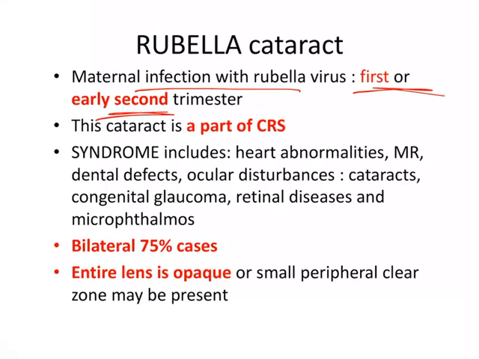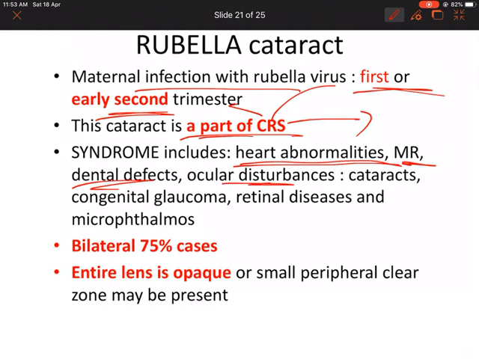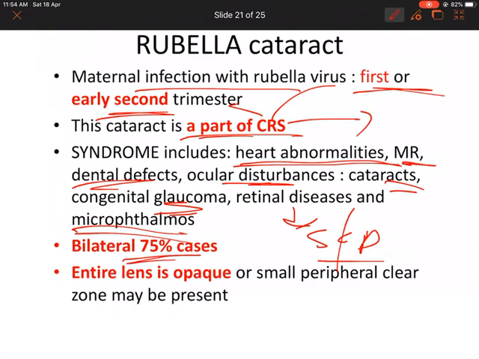So rubella cataract: as part of CRS, you have cataract, heart disease, and sensorineural hearing loss. Heart disease can be in the form of PDA or mitral regurgitation. Patients can also have dental defects and ocular disturbances like cataract, congenital glaucoma, and retinal disease, salt and pepper retinopathy. They can have microphthalmos. It is bilateral in 75% of the cases. The entire lens can become opaque or a small peripheral clear lens zone may be present.